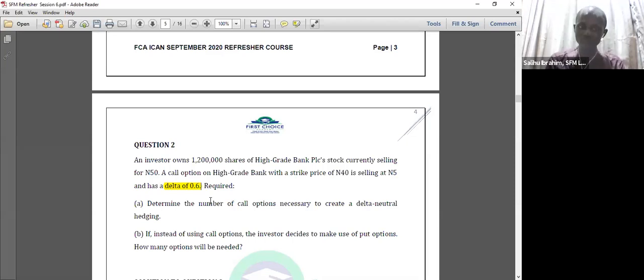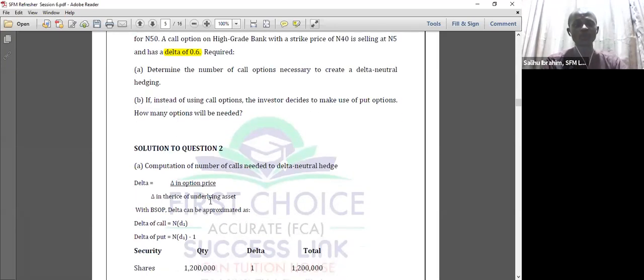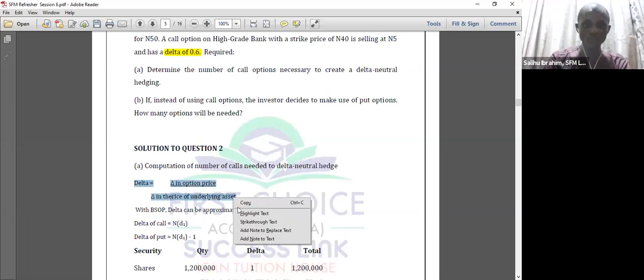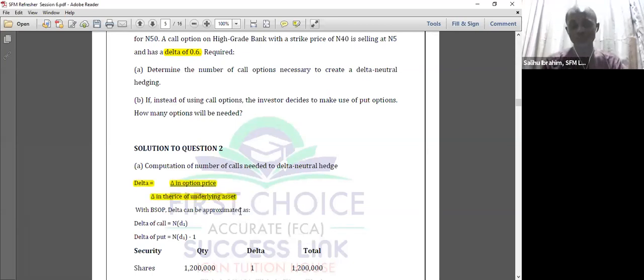Now, required A: determine the number of call options necessary to create a delta neutral hedge. B: if instead of using call options, the investor decides to make use of put options, how many options will be needed? Okay, for you to solve this question, you must understand the concept of delta.